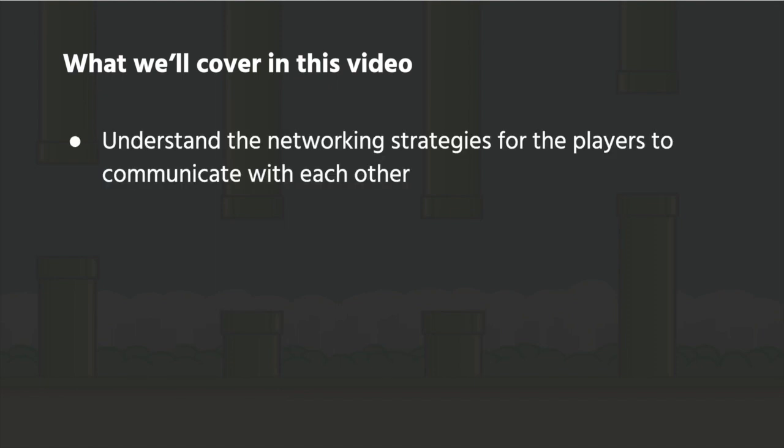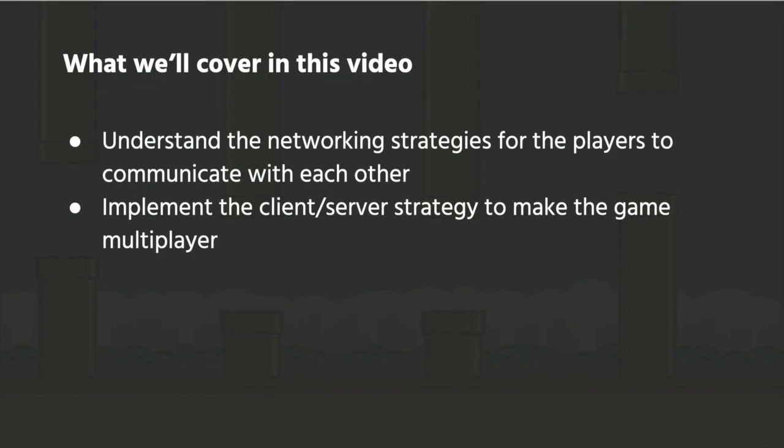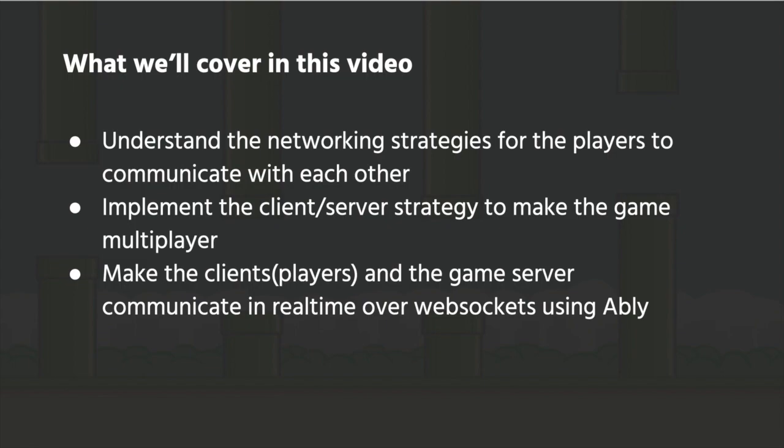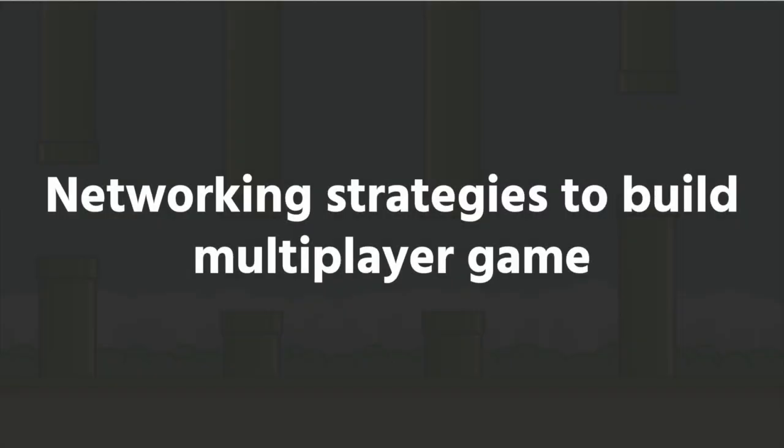Let's quickly run through the things we'll cover in this video. Because we're making this game multiplayer, we need to set up some sort of communication between all of these different players that are playing together. So we'll start off with understanding the networking strategies for these players to communicate with each other, which is more efficient and which is not, and why. We'll implement a strategy called the client-server strategy, which you'll know from the first part of this, to actually make the game multiplayer, and then we'll make the players and the game server communicate in real time over WebSockets using Ably. Now, don't worry if you have no idea what any of these terms mean, because that's what you're about to learn. Sweet. So let's start with the networking strategies.